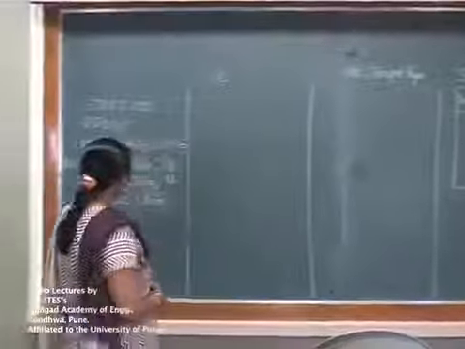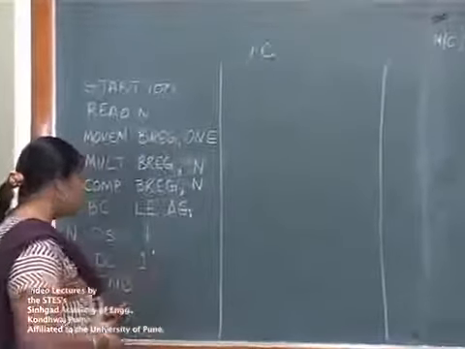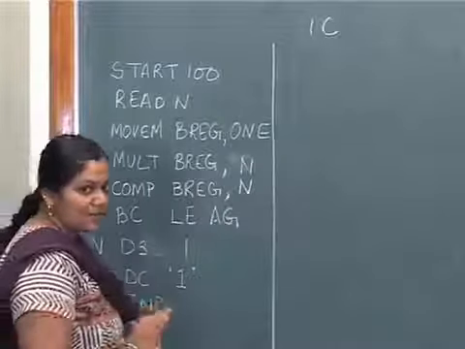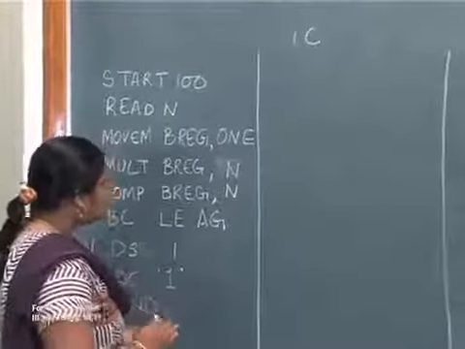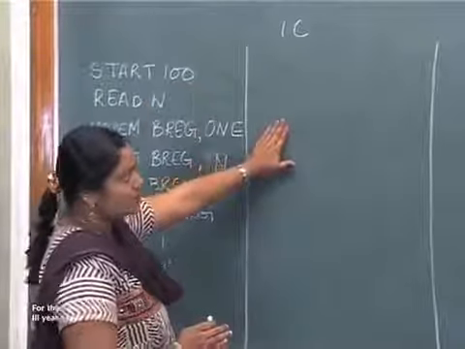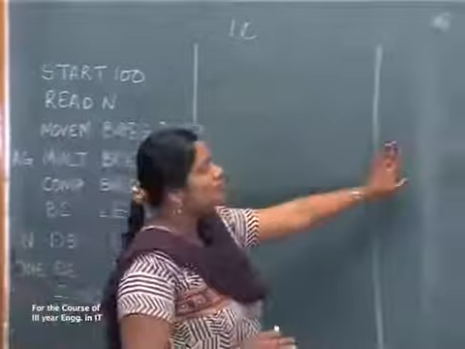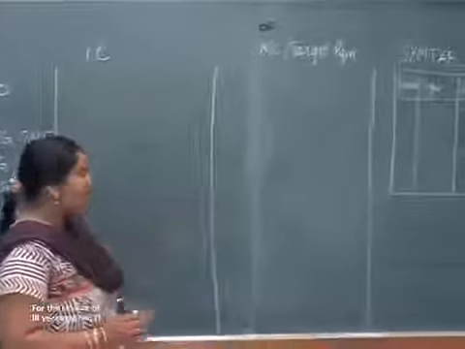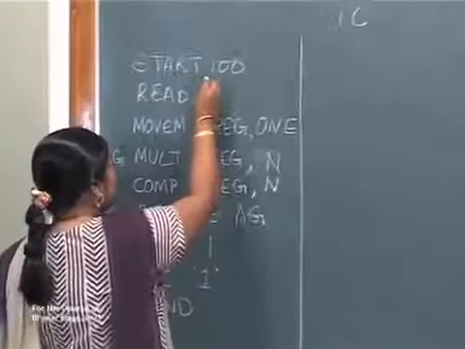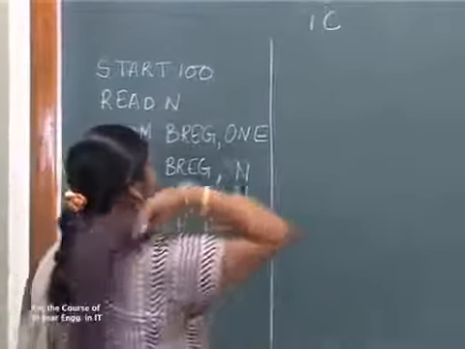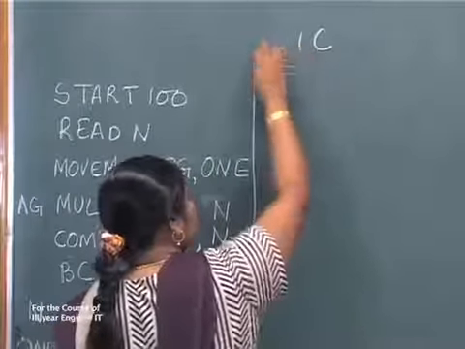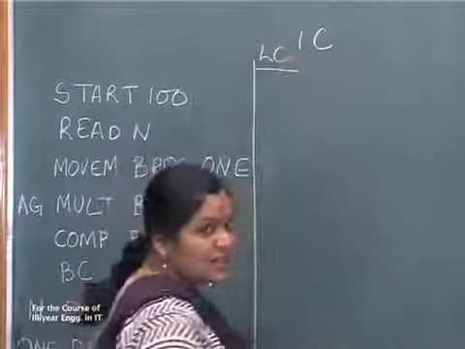Now, I have taken a simple assembly program here. It does not perform any specific function. It is just for the sake of understanding what should actually get into the intermediate code and how the machine or the target program is generated. When you encounter the first statement, according to the algorithm, the initial value of the location counter is set to 0.